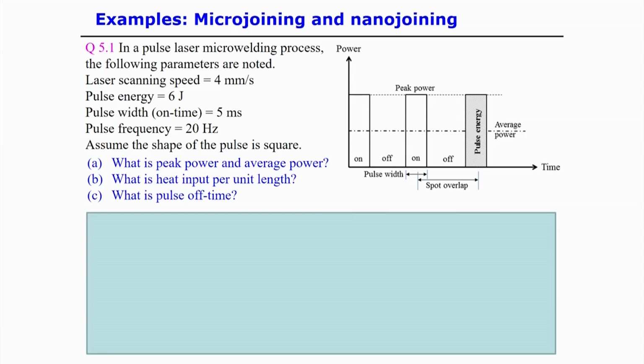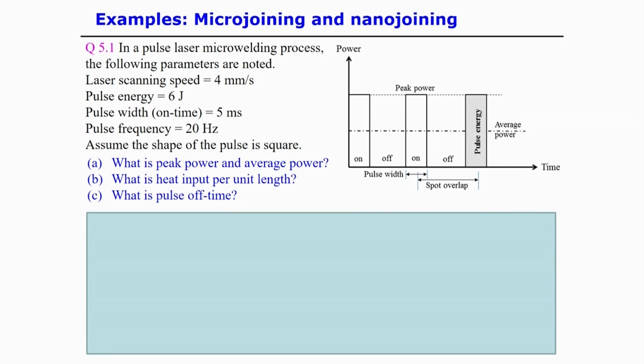First, in a pulse laser microwelding process, the following parameters are noted: laser scanning speed 4 millimeter per second, pulse energy 6 joule, pulse width or pulse on time 5 millisecond, pulse frequency 20 hertz, and assume the shape of the pulse is a square.